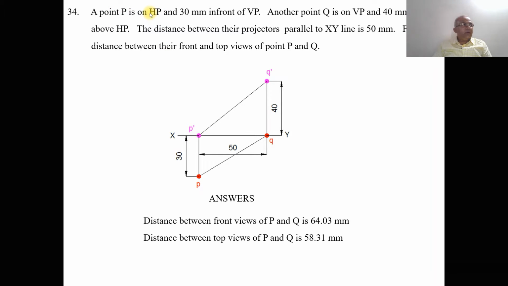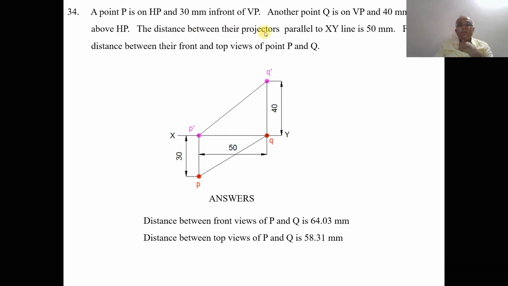Since it is on HP, the image is going to be on VP. Since the image is on VP, that becomes P dash, and you mark that point as P dash. And 30 mm in front of VP. In front of VP always comes below XY line. From P dash you draw a vertical projector down, below XY line, and you measure the distance of 30 mm and mark this point as small p now.